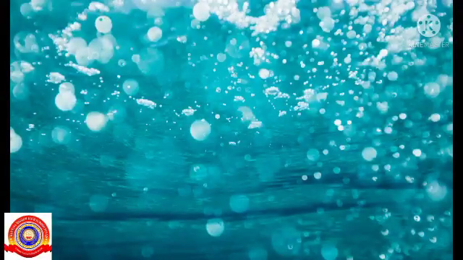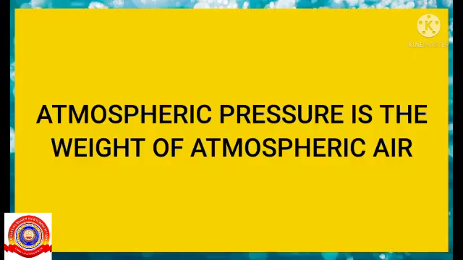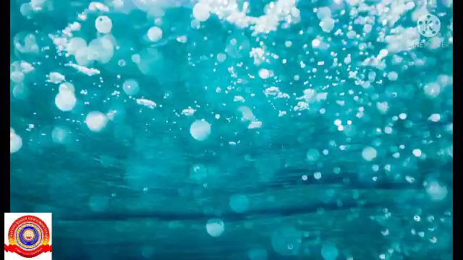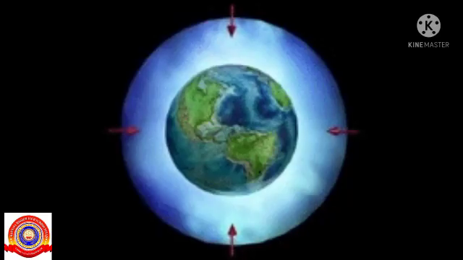The variations in the atmospheric pressure are the basic reason for wind. We know that atmospheric pressure is the weight of atmospheric air. Let's look into the variations behind atmospheric pressure. Factors like altitude, temperature, and humidity influence the atmospheric pressure.